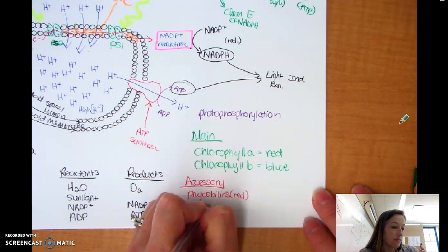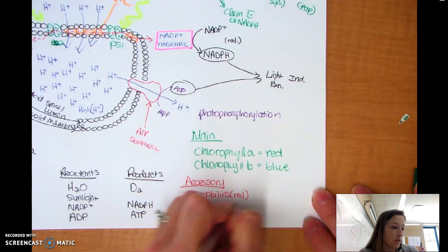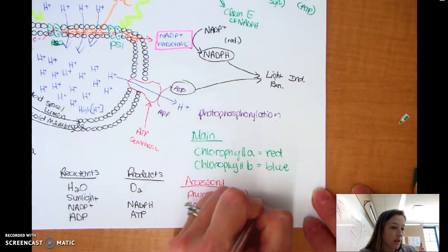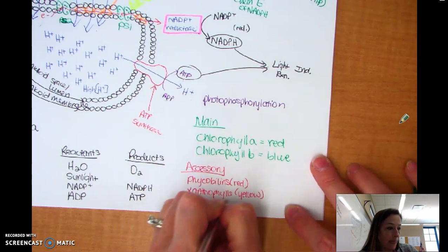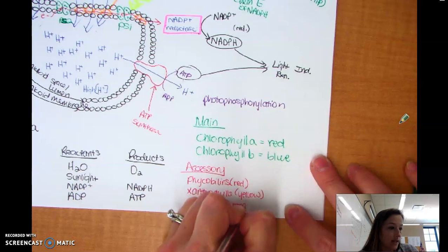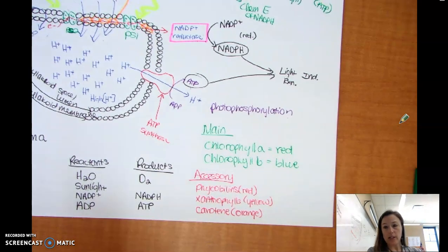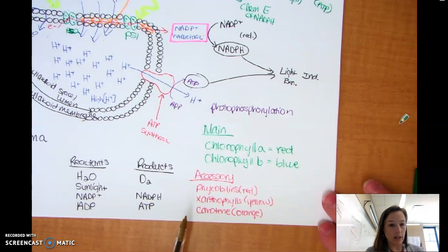xanthophylls, which are yellow, and carotenes. You probably heard of beta carotene. It's a vitamin. Carrots have a lot of carotene. Sweet potatoes have a lot of carotene. All of your orange vegetables have a lot of carotene.